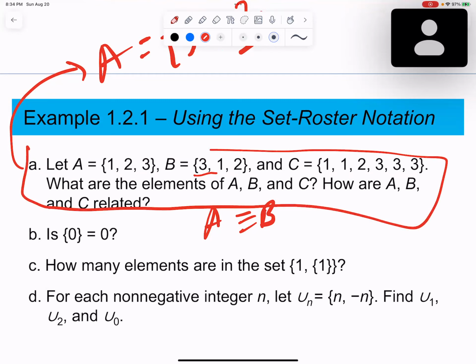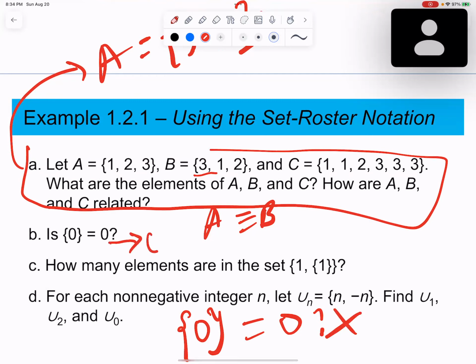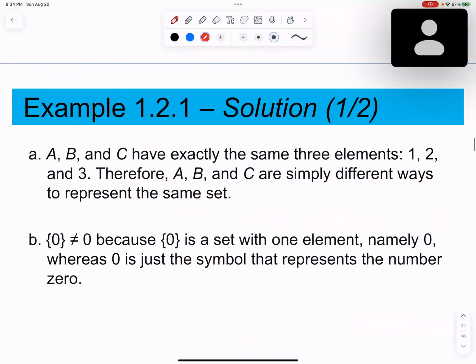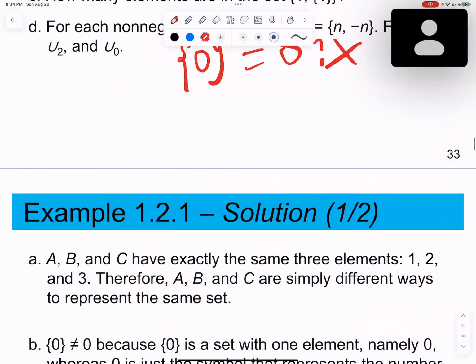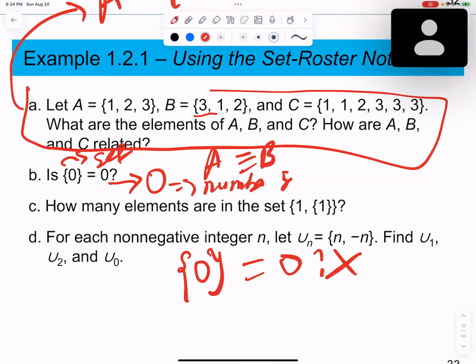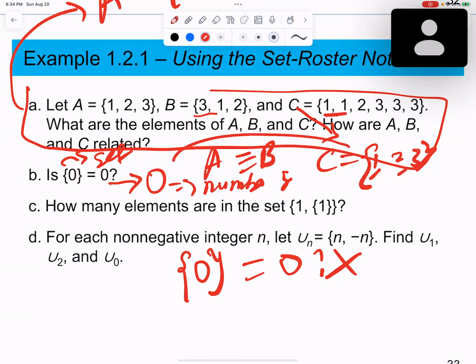Here, they are telling us whether the notation set of 0 is the same thing as 0. The answer is no. The 0 at the right side here is just the number 0, while this is a set. Let's look at it. Can you see? Now, like I said in class, for the C here, you do not repeat an element twice. So instead of writing 1 twice, you write only 1, 2, and 3. So A, B, and C are all the same.